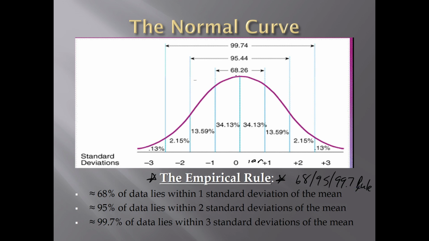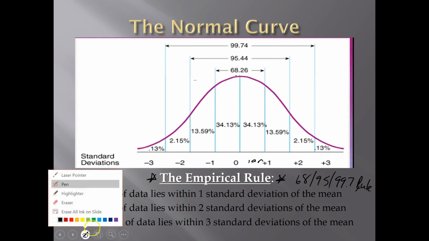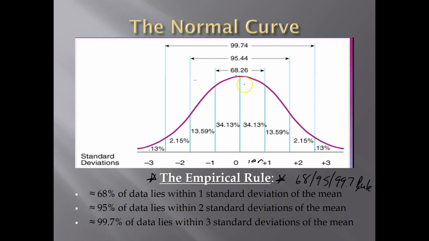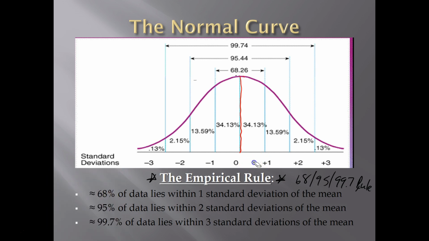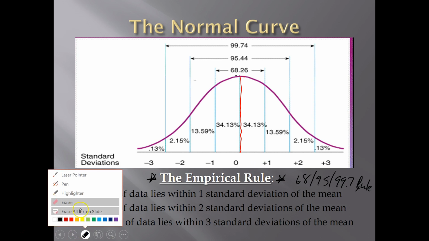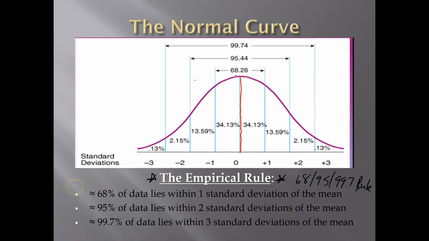What this is telling you is that roughly, approximately, 68% of your data lies within one standard deviation of the mean. So what we have here is our mean, right there.